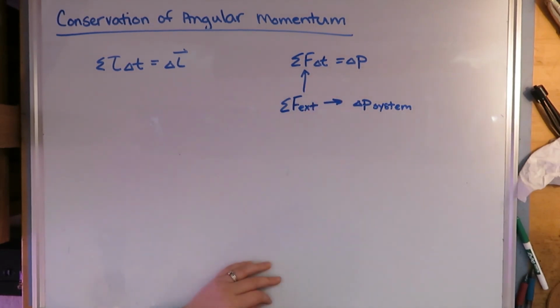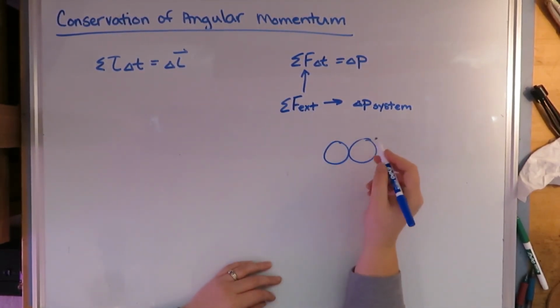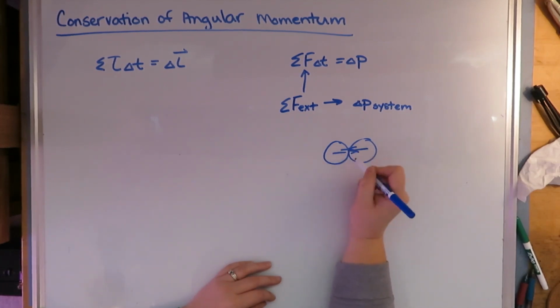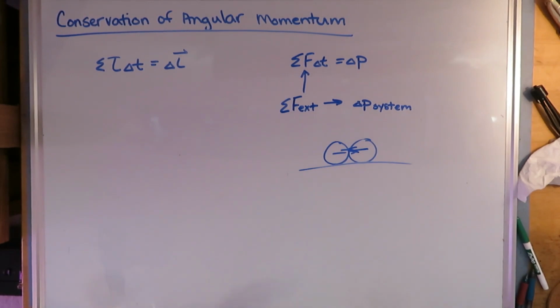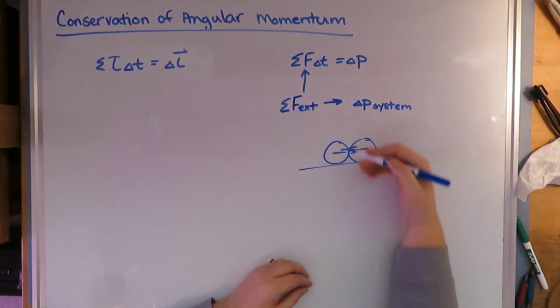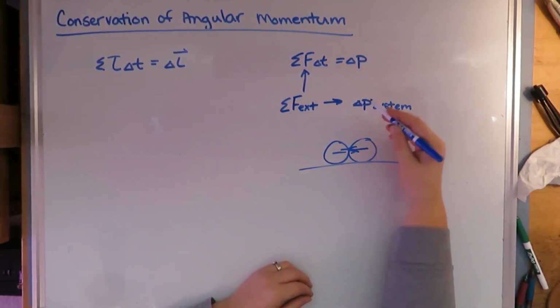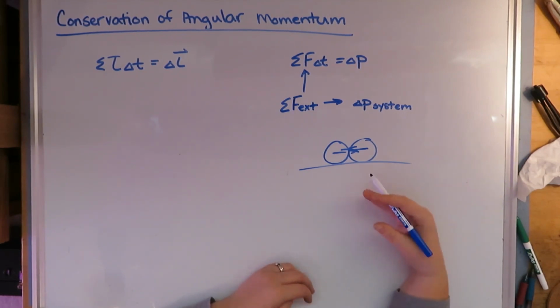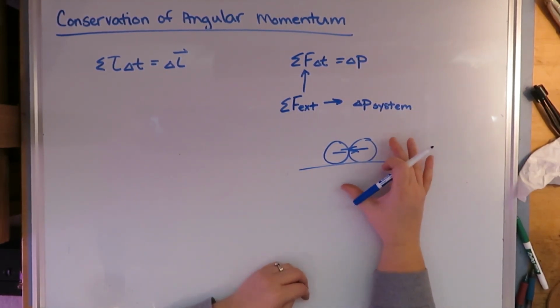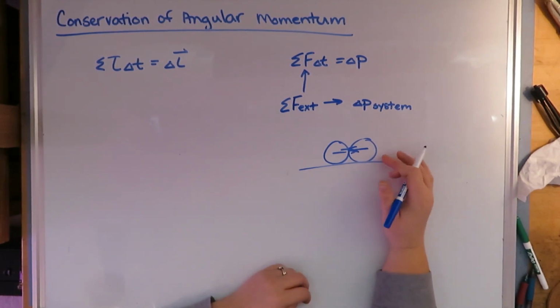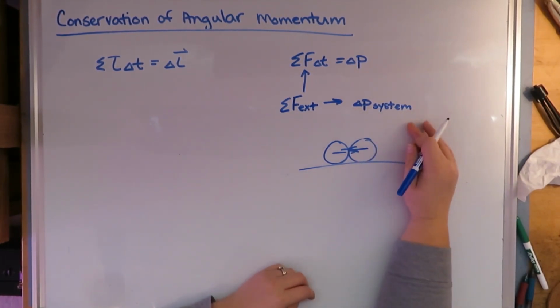If your forces are only internal, so for example, if I had two balls that were colliding with each other, and at least in the x direction there are no external forces, and in the y direction there's normal force and gravity, which are both external, but they're equal and opposite, so they cancel out, this would have no net external forces, so therefore the momentum of the system would be conserved.